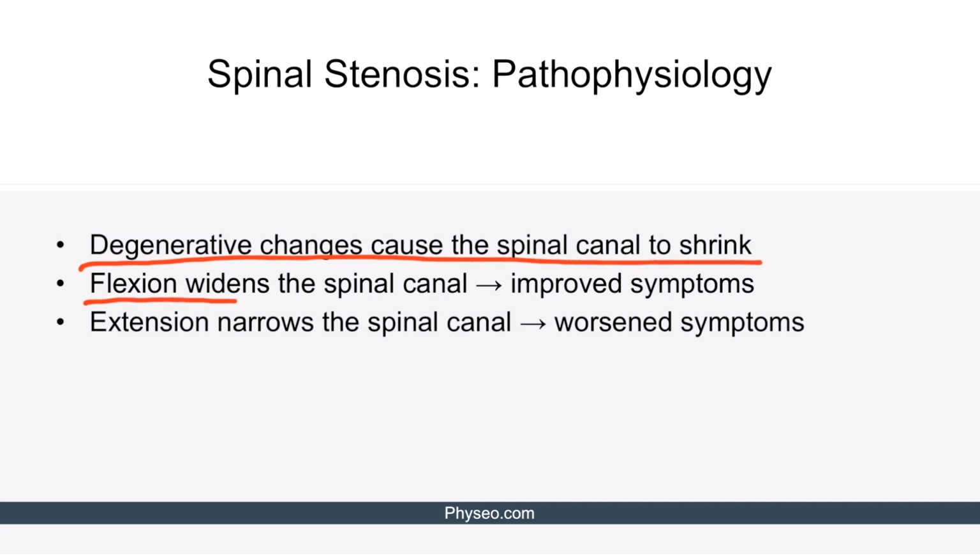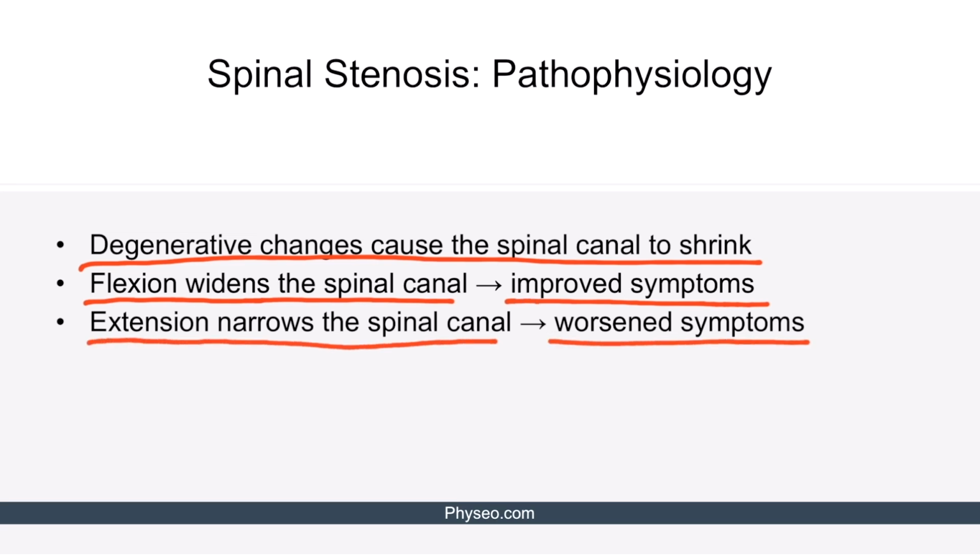Importantly, flexion of the spine widens the spinal canal and improves patient symptoms. Extension narrows the spinal canal, leading to worsened symptoms. Let's draw this out to solidify it as a distinguishing point for this diagnosis.